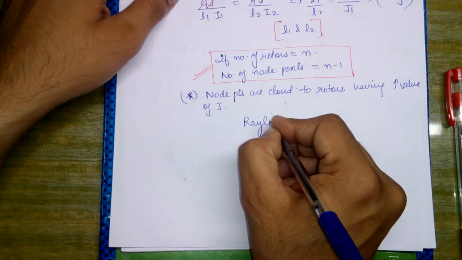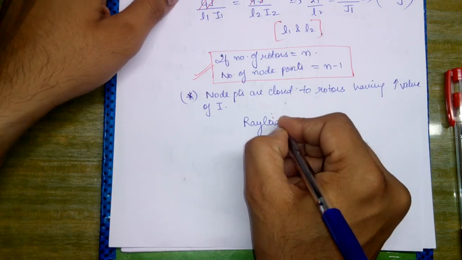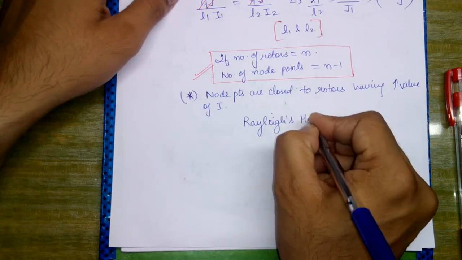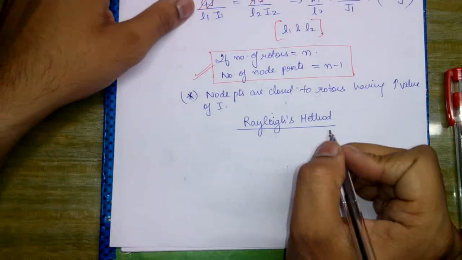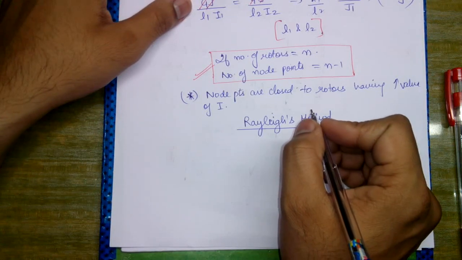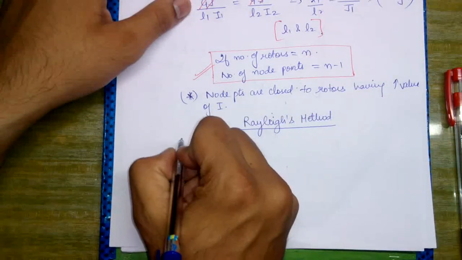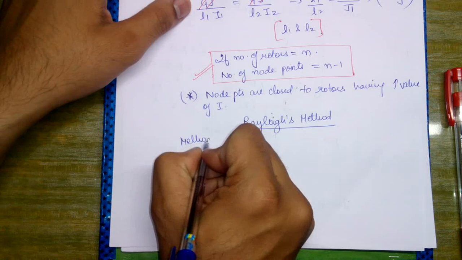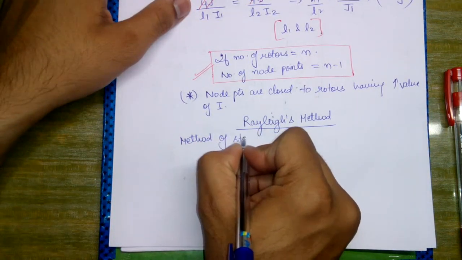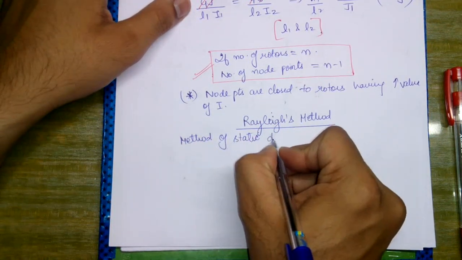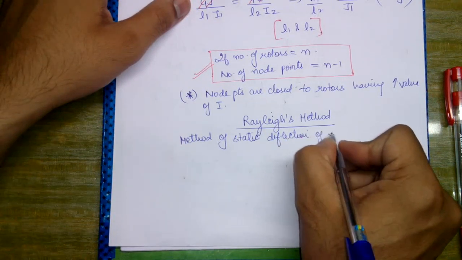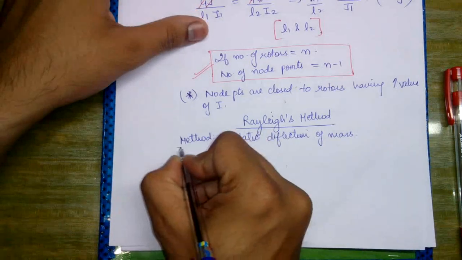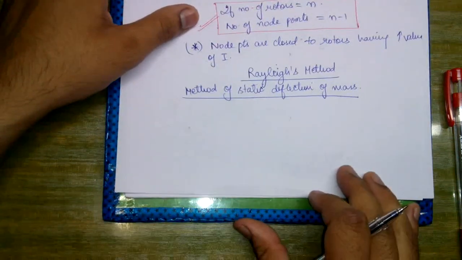Okay, now we shall discuss another important method to find out these vibrations, and that is called Rayleigh's method. Okay, so Rayleigh's method is actually based upon the method of static deflection of the mass. This is also called the method of static deflection of mass.